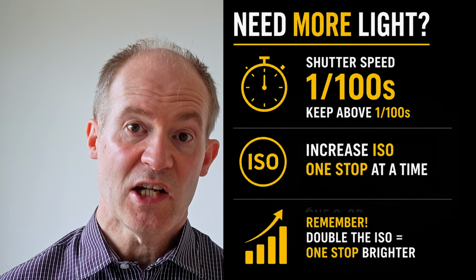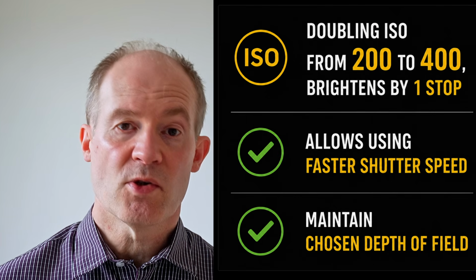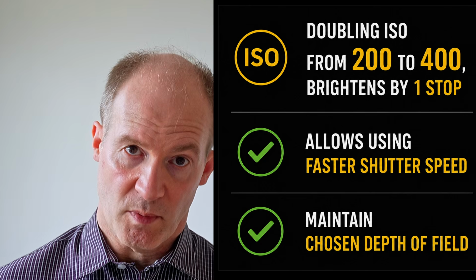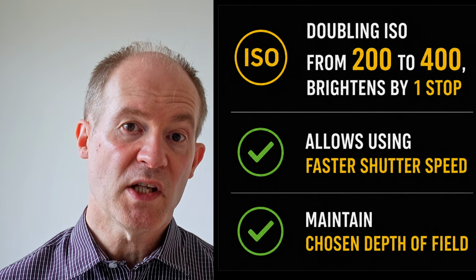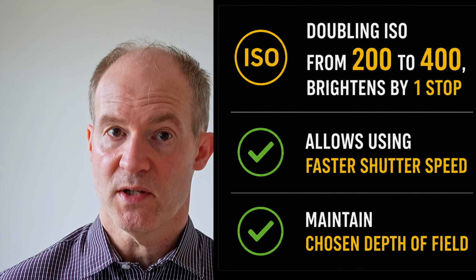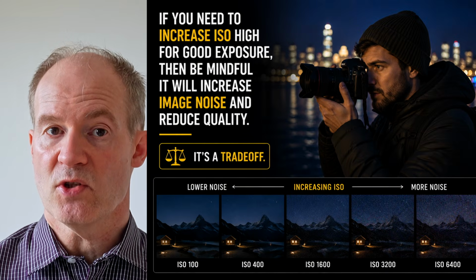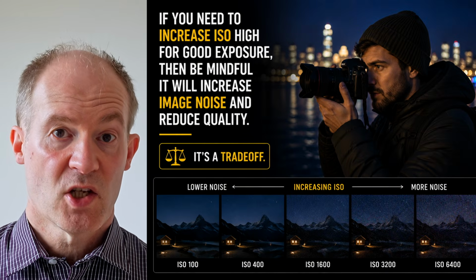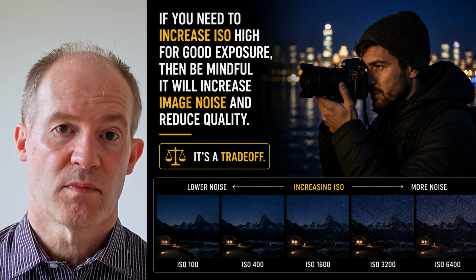At that point, instead of slowing the shutter further, increase the ISO in steps. Doubling ISO from 200 to 400 gives you one stop of light, allowing you to use a faster shutter speed while maintaining the aperture you want for depth of field. If the ISO needs to go higher to get a usable shutter speed, then do it. But be mindful that a higher ISO is going to introduce more digital noise. So try to balance the need for sharpness with acceptable image quality.